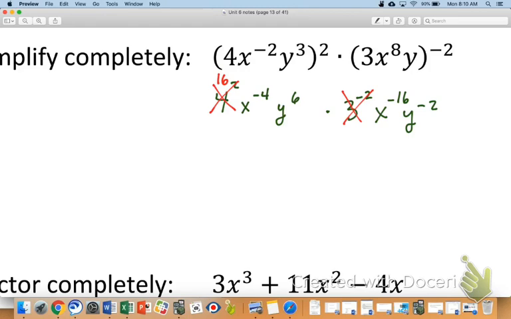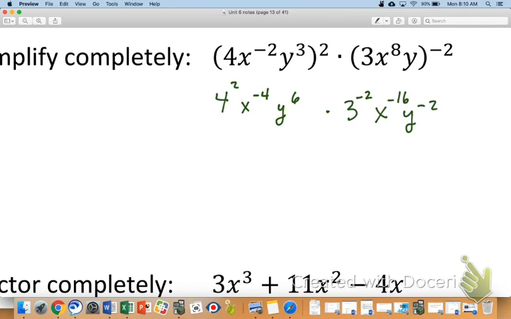As I walked around, I saw a lot of folks write this. So 3 to the negative 2 is definitely not that. And this is why I would suggest don't skip steps. You'll see here in a second. So here we go.